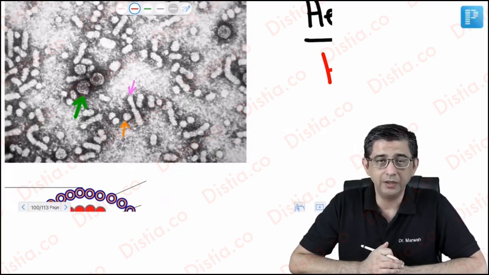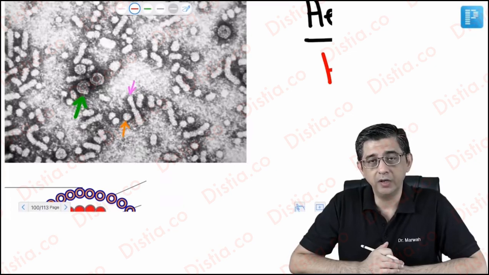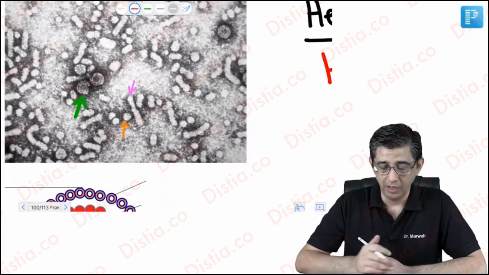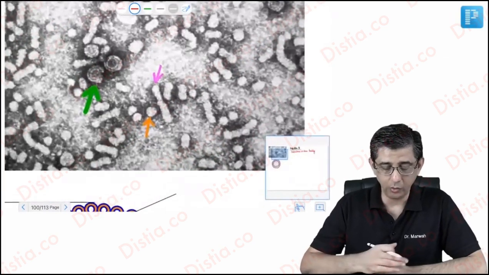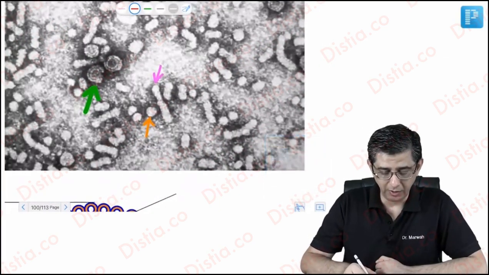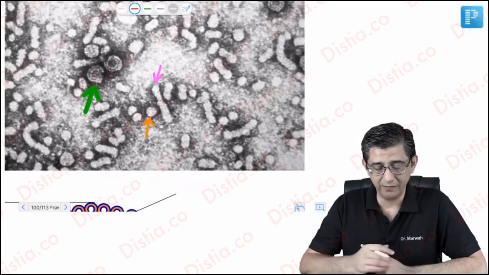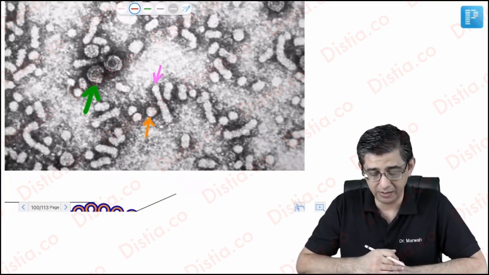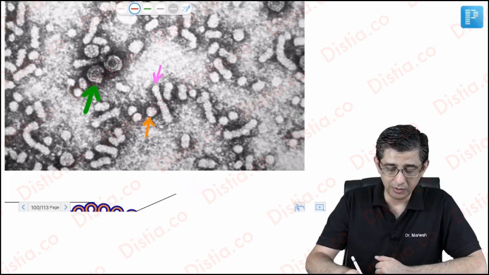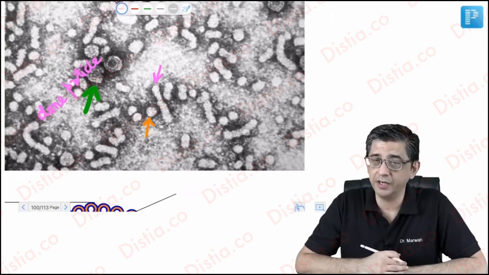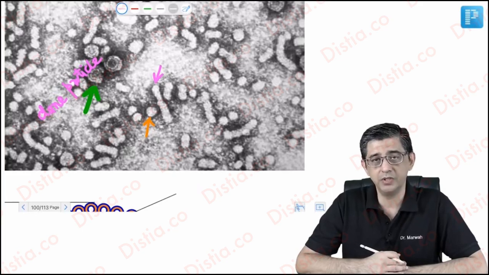Now you very well know that the Dane particle would be an alternative term for the complete virion of the hepatitis B virus. So if you look at this green arrow that I've shown, which is, I would say, relatively a darker part of the slide, and it also looks like it is having some concentric lamellae present. This green arrow is the representation of the Dane particle. This on the outer side will be having the hepatitis B surface antigen, and inside would be the core antigen, which never comes in the blood.